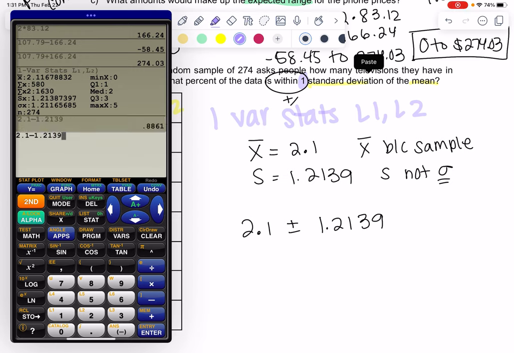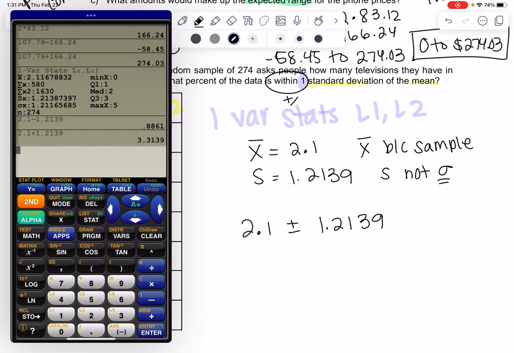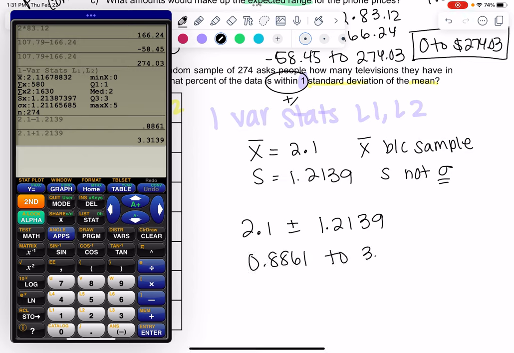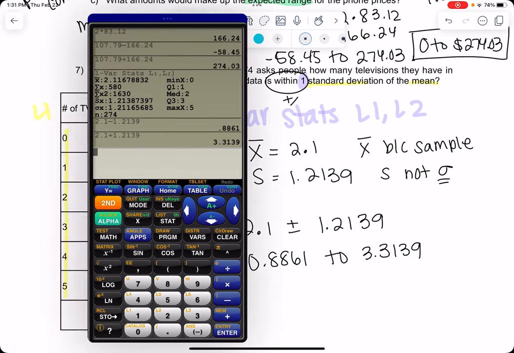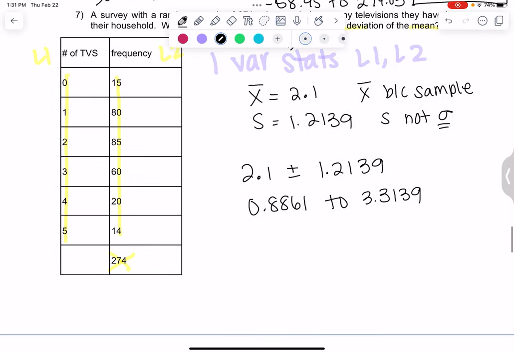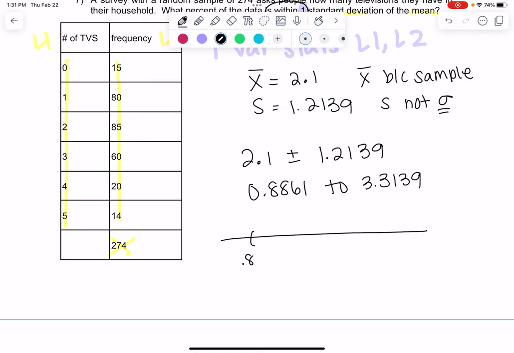1.2139. And then second enter lets me just change the minus sign to a plus sign. And we get 0.8861 and 3.3139. All right, so let's see what we can do from here. So that means we're anywhere from 0.8861 to 3.3139. So let's figure out what numbers to include. So 0 TVs doesn't quite make it, so we're not going to include 0. But 1 does make it, because that's within the range. 2 makes it, 3 makes it, 4 doesn't make it, and 5 doesn't make it.